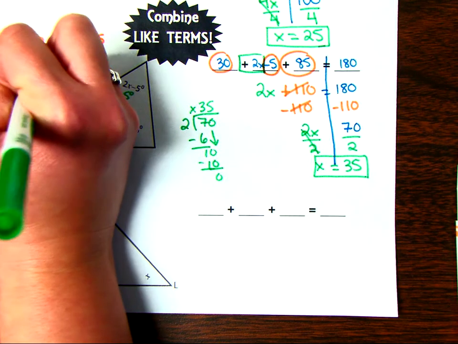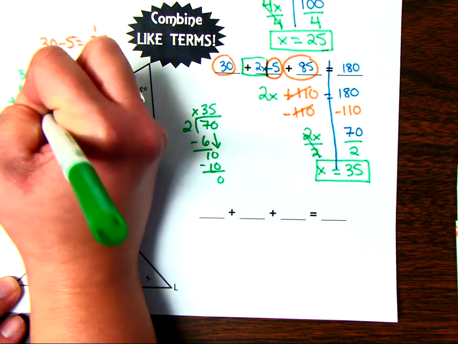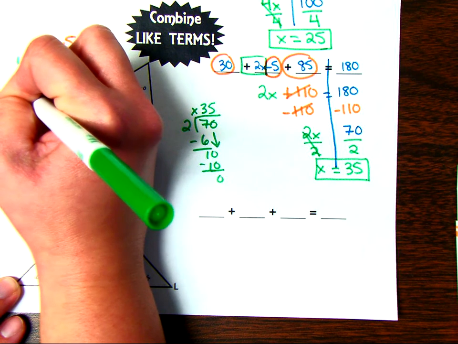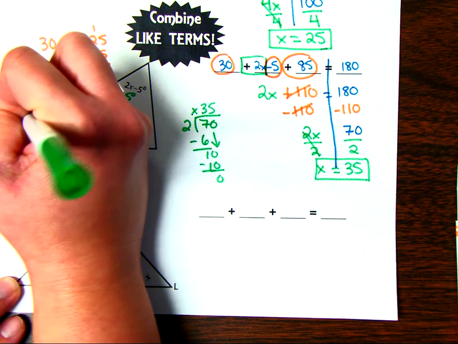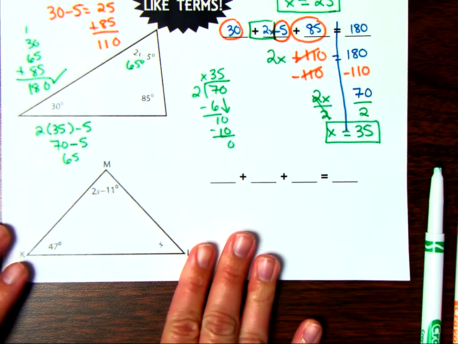So 30 plus 65 plus 85. 10. So 8 plus 6 is 14, 15, 16, 17, 18. So it checks out. Okay? So always important to check your work so you can make sure that you know that your answer is right. Okay, so try this last one on your own.